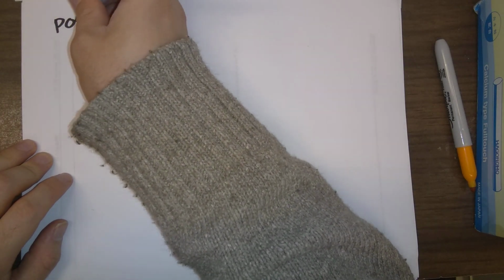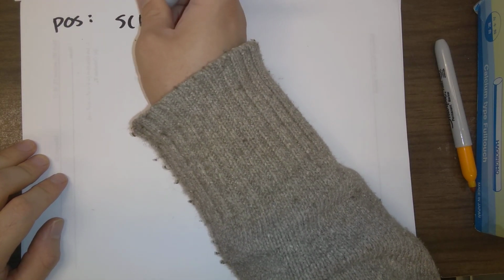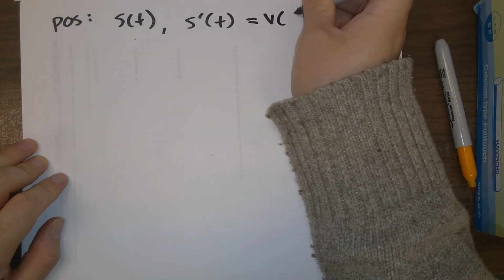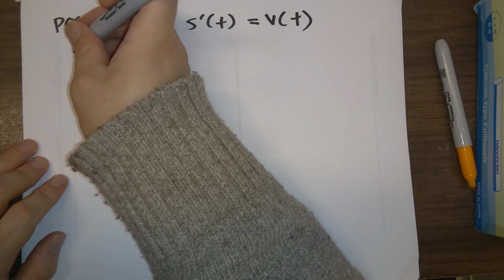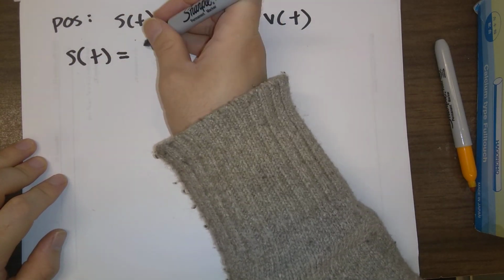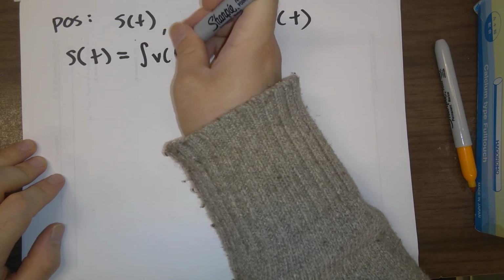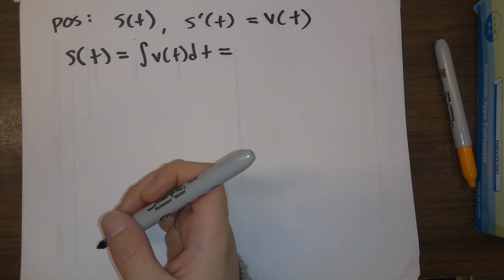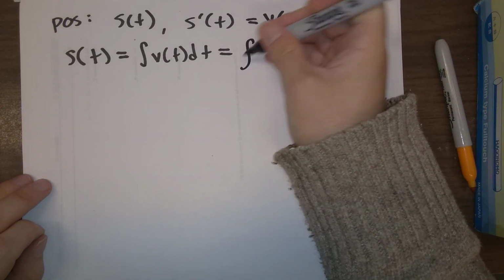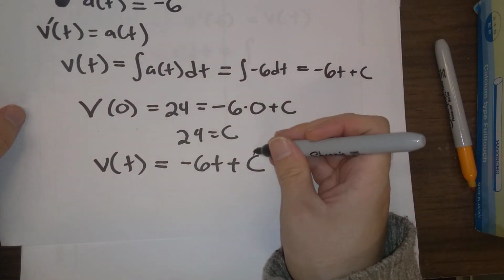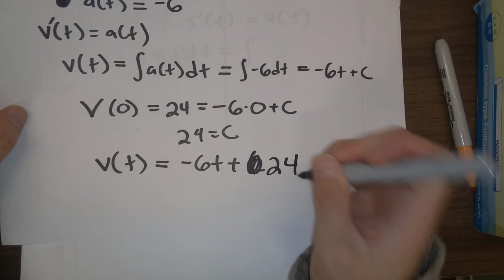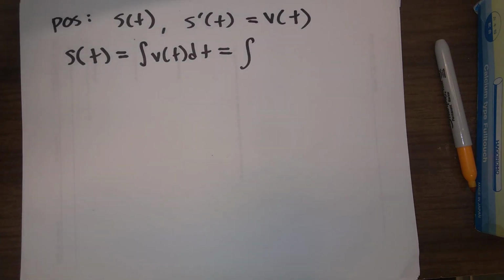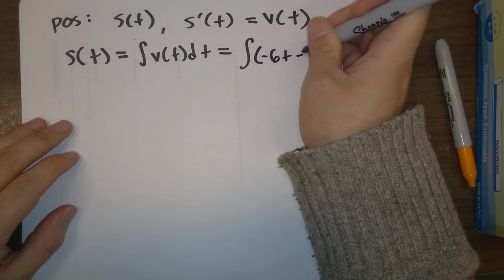So position. Let's say s of t is our position function. Now s prime of t is velocity. So how do we go from velocity to position? Position is the integral of velocity. So if we want to integrate, oops, my apologies on that previous slide. I forgot to plug in that 24. I'm sorry about that. Now let's go ahead and integrate minus 6t plus 24.